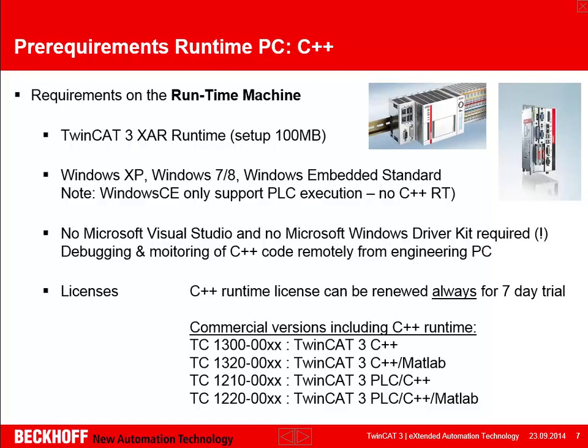If you only do C++ runtime, then it's TC 1300, and the XX is for the platform. So on small CPUs with less CPU power, you pay less, and with higher CPU, with multi-core and high-speed CPUs, you pay more. And so that's the XX form. If you need a combined runtime like PLC and C++, it would be TC 1210.